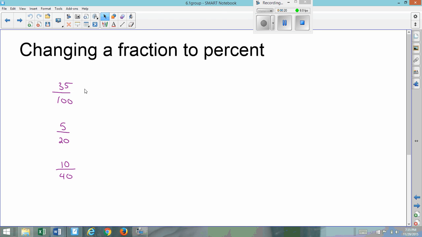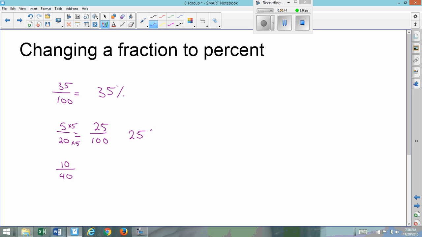That's going to equal 35% because it's 35 out of 100. Now, 5/20ths you'd have to set equal to 100. We'd have to figure out how many times that 20 goes into 100. Well, times it by 5, times this by 5, and we get 25 100ths, which is 25%.